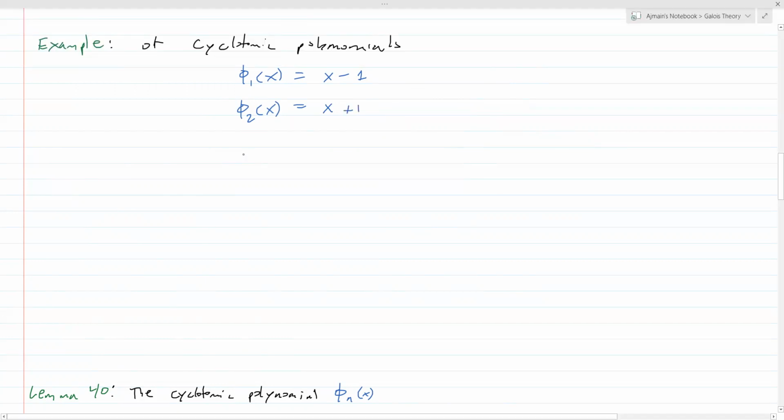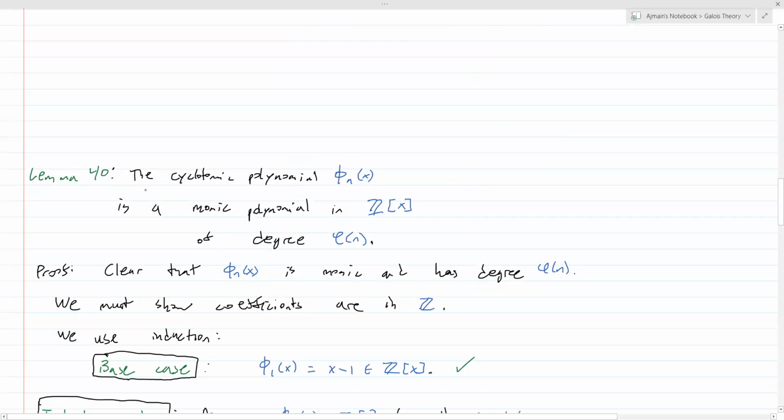All right, now let's compute phi 3 of x. What are the cube roots of unity? First of all, you have 1, you have omega, and then you have omega squared. Omega and omega squared are both primitive cube roots of unity. So this is just x minus omega times x minus omega squared.